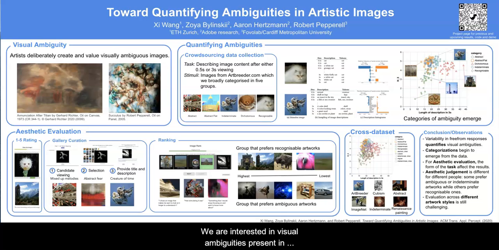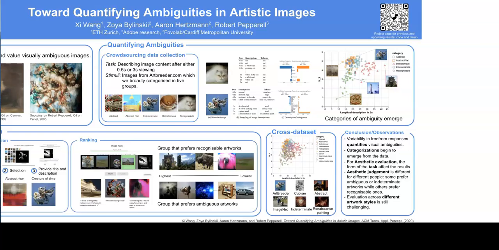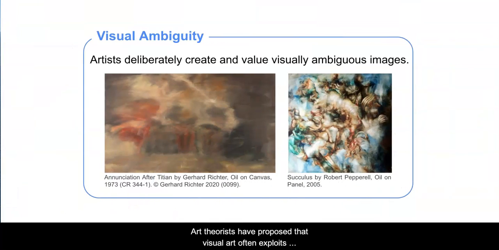We are interested in visual ambiguities present in artworks. The aim of this study is to better understand how people perceive ambiguous art. Art theorists have proposed that visual art often exploits ambiguity in order to engage viewers by simultaneously suggesting and concealing the identity of the subject matter.